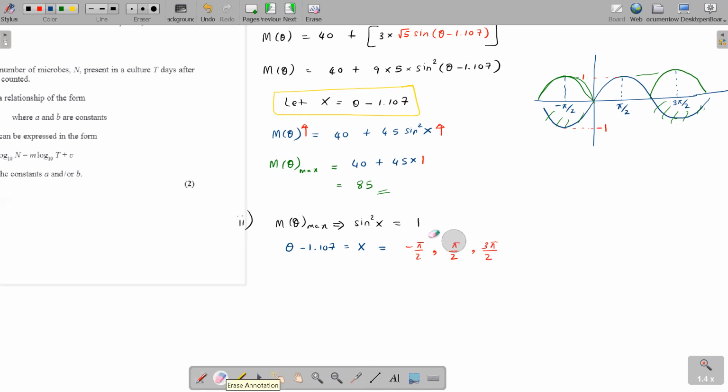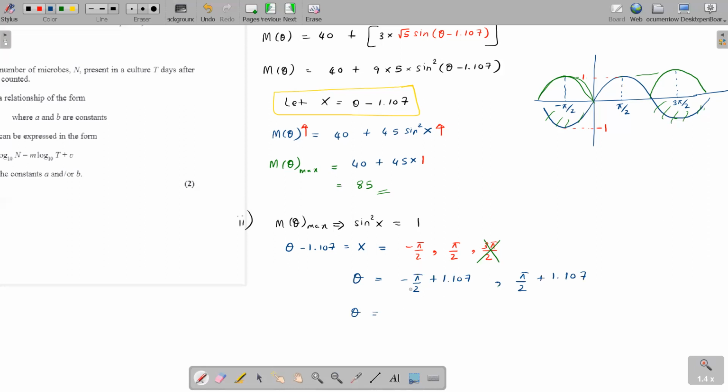I want only one answer, the smallest positive one. I'm not sure whether that will come with this or with this. When you take this to the other side and add, if it becomes positive, then that's the correct answer for theta. So be careful of that. Try it out: minus pi over 2 plus 1.107, or it might be one of these two. Which of these is the smallest positive? The first one is going to be minus, therefore it's going to be the second one.